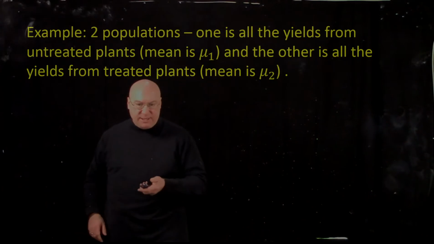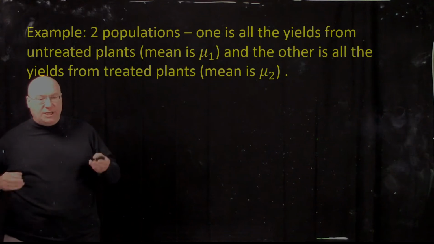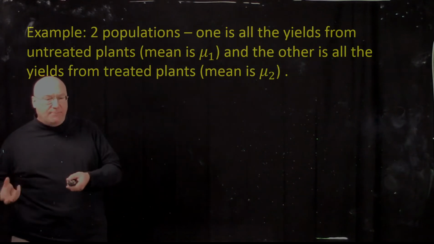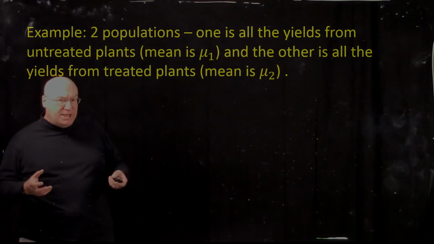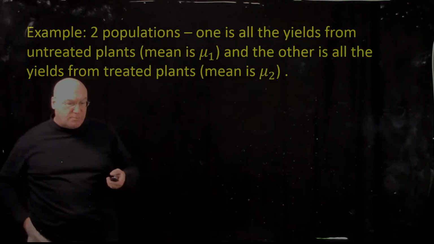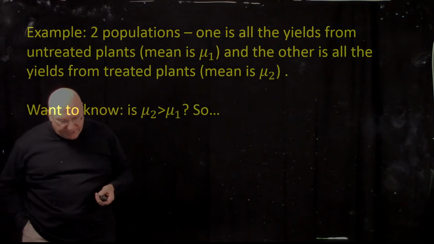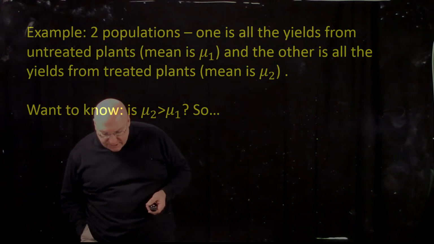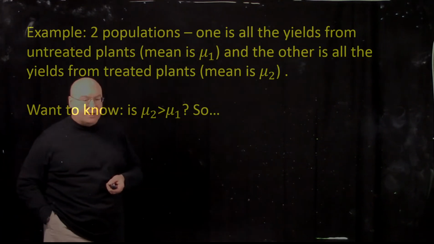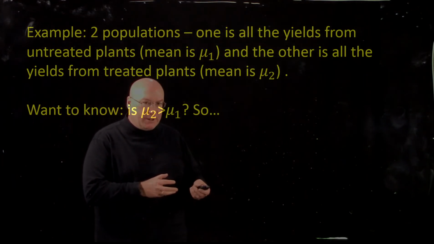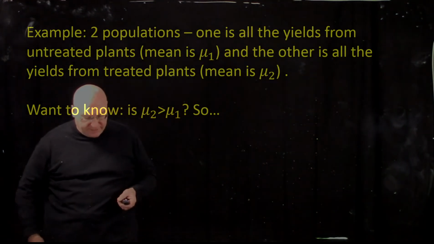So we have two populations. One is all the yields from the untreated plants, and that mean we'll say is mu1, and the other is all the yields from the treated plants. And that mean, pounds of tomatoes per plant, is mu2. Okay, we want to know, is mu2 greater than mu1? That's what we're after here: is the mean from the treated population greater than the mean from the untreated? If so, that would say that we should be applying that fertilizer.